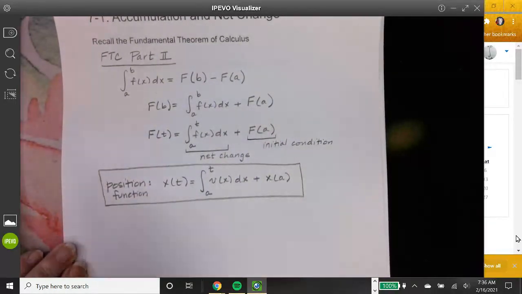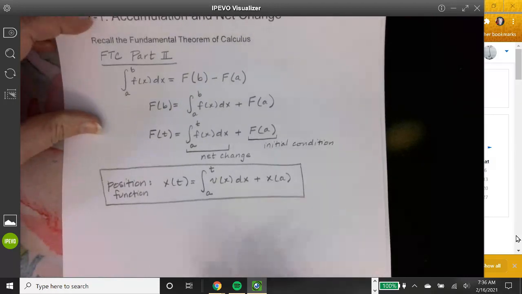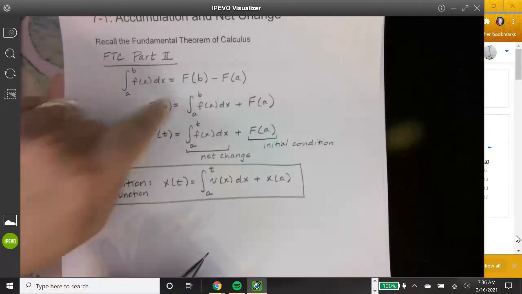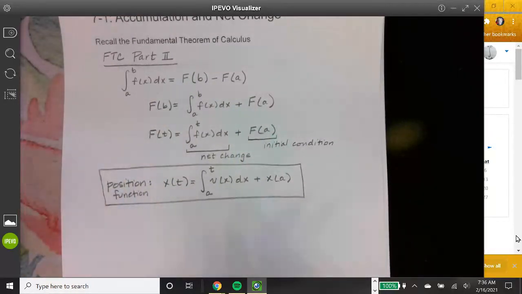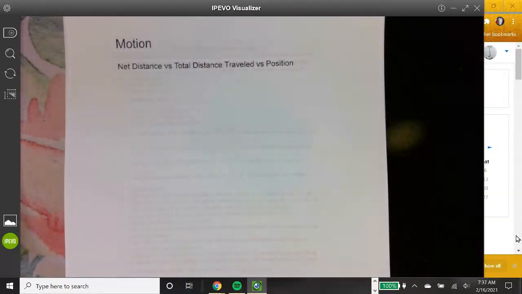Okay? Now, this could be a position function or another kind of function, which we'll talk about later. And remembering that this is the initial condition. And this was all generated from the fundamental theorem of calculus part 2, which is the evaluation piece. All right, now, how is that important? Well, we need to discuss the difference between net distance and total distance traveled.